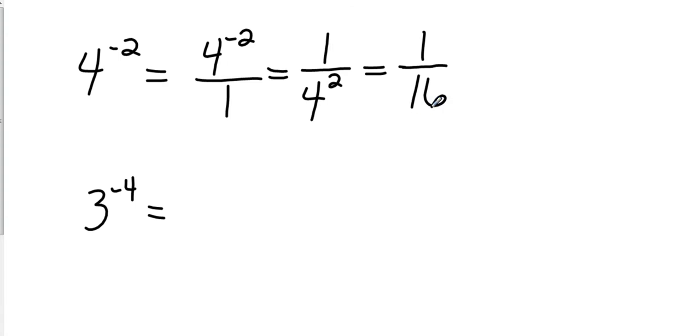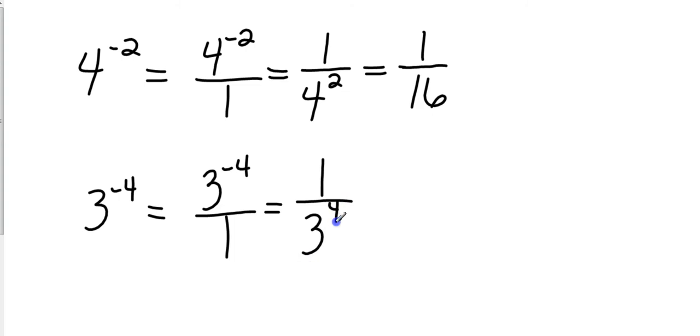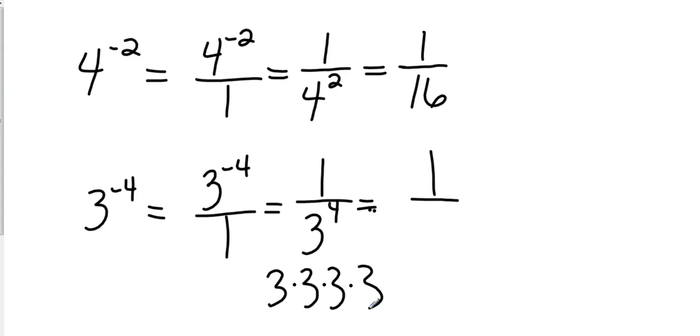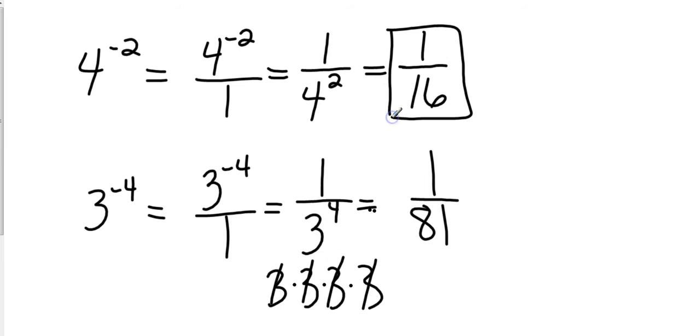No worries. Let's do the same thing with the 3 to the negative 4. Let's make it a fraction. We're going to flip it and make it positive. And then we're going to actually solve it. So 3 to the fourth is going to be 3 times 3 times 3 times 3. This is a very popular one that we use a lot. 3 times 3 is 9. 9 times 3 is 27. 27 times 3 is 81. So this is how we write them using positive exponents.